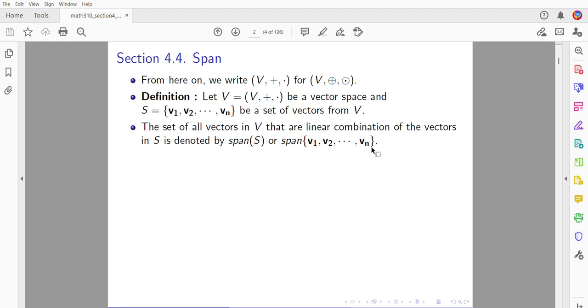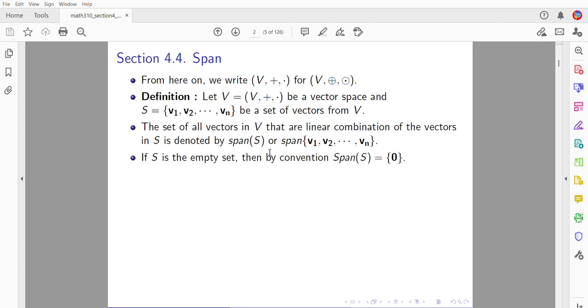So what does this set mean? You take a linear combination of v1 through vn, put it in a set. Take another linear combination, put it in. Remember, what is a linear combination? Scalar times this plus some scalar times this plus scalar times this. So you are taking all possible linear combinations, collecting them, and that is called the span of S.